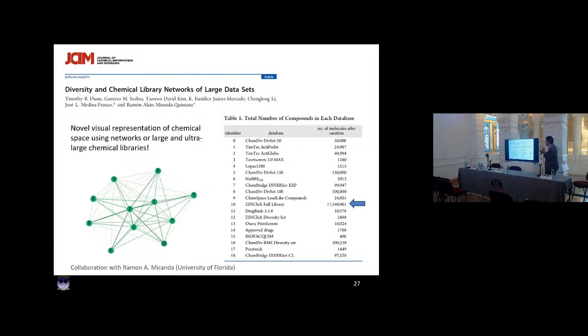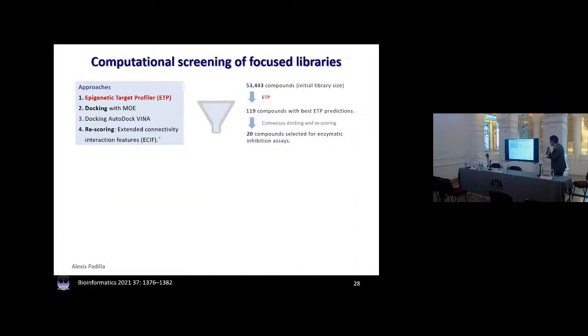This is an approach developed by Ramon Alain Miranda at the University of Florida. The feature of this visualization of chemical space is that each node represents an entire chemical library. And here, the closer the data points, the more similar the chemical libraries are to each other, and the opposite, right? So it is very fast to compute this type of analysis. Okay, so once we characterize, this is our step number one, to purify and characterize our compounds.